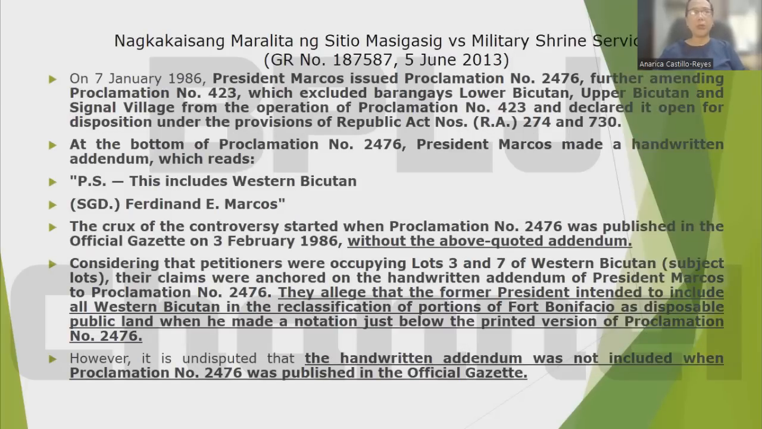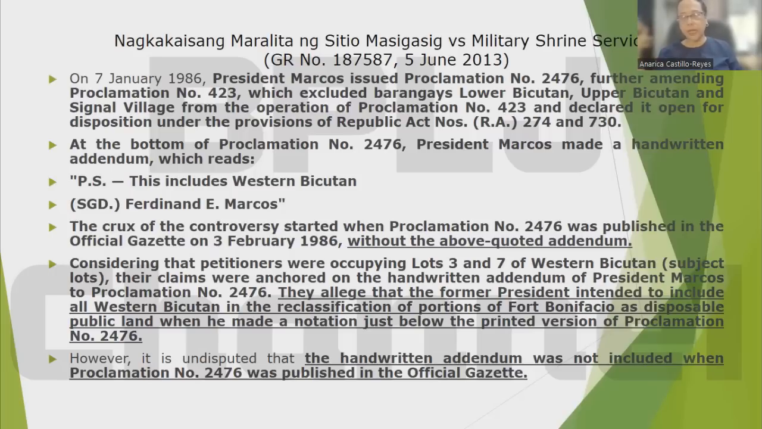Okay. Now the question resolved by the next case, which is Nagkakaisang Maralita ng Sitio Masigasig versus Military Shrine Service, is what if a part of a law or a portion of a law is not published or is omitted in the publication? What happens to that portion of the law? The answer of Nagkakaisang Maralita is that that portion of the law which was omitted in the publication does not attain effectivity or does not become effective.